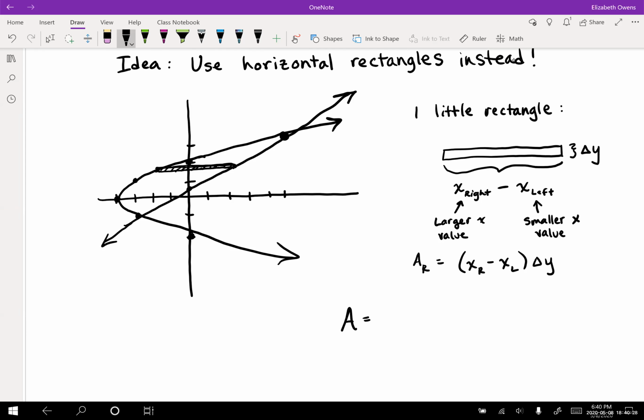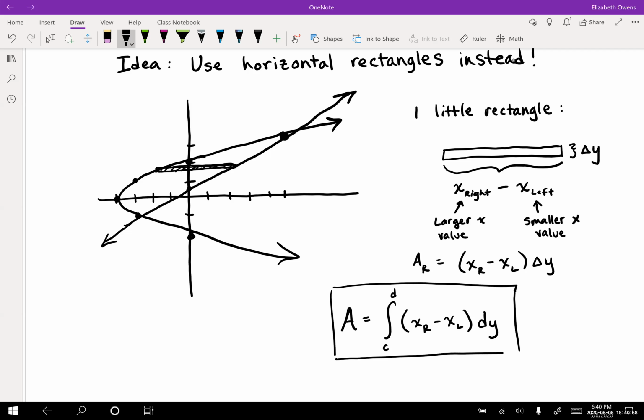So our integral is going to look like this. It's a definite integral still. We'll say it's from C to D, so it looks a little different from our previous limits. And then inside, you're going to have XR minus XL. And then that delta Y right there is going to turn into dy for the integral. Okay. So yeah, this is the other way that you can find the area of a region here.